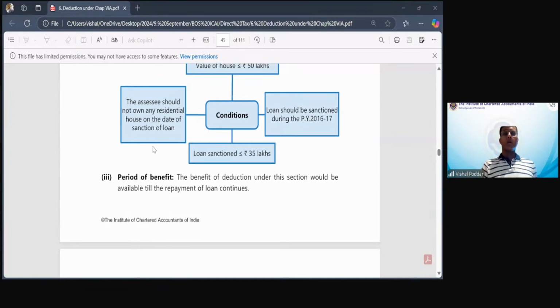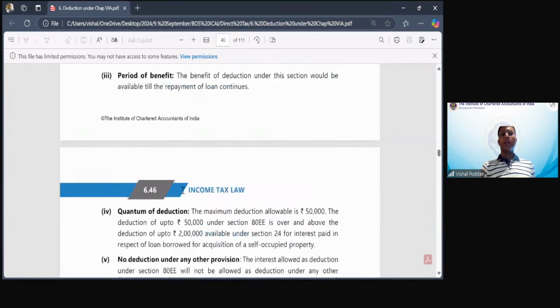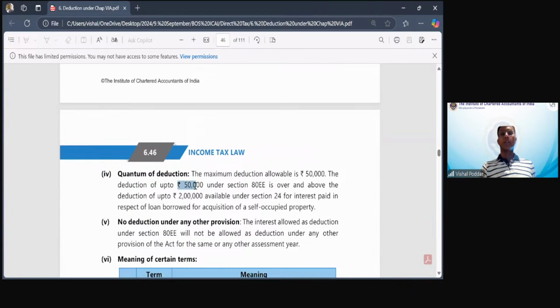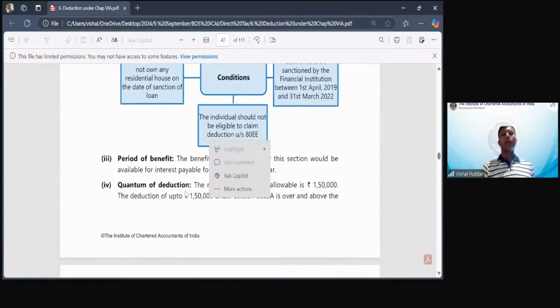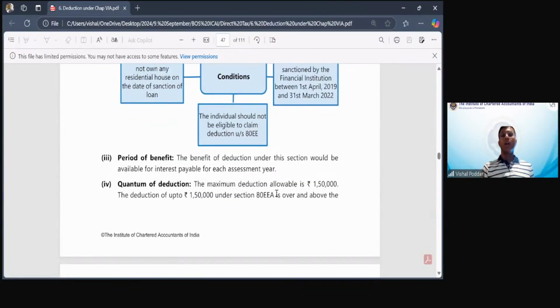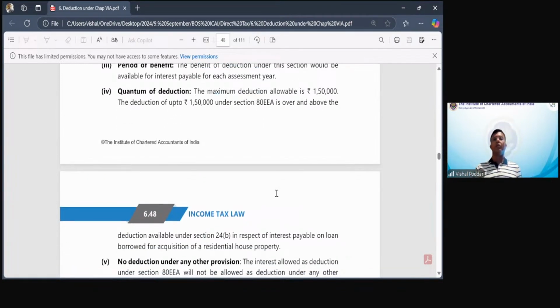Now, what is the period of benefit? The period of benefit is until repayment, but here there is a limit. The limit is 50,000. So effectively, up to 2 lakhs, you get deduction under 24 clause B. Above 2 lakhs, you are eligible to claim here. Now, 80EE has the limit of 50,000 and 80EA gives you a higher limit of 1,50,000. So over and above the 2 lakhs limit that you have in 24 clause B, you are allowed up to 1,50,000 interest in this particular section. So this is what 80EE and 80EA are.